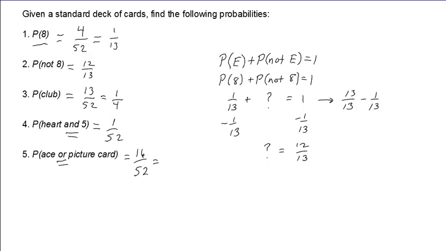Reducing that fraction, 4 goes into 16 4 times, and 4 goes into 52 13 times. So that is going to happen 4 times out of every 13 tries. So that is probability with your standard deck of cards. Good luck on your homework.